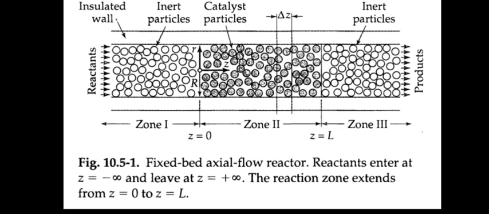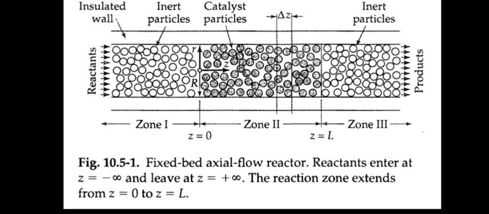The magnitude and sign of S will depend on the reaction kinetics and whether the reaction is exothermic, releasing heat, S greater than 0, or endothermic, absorbing heat, S less than 0. The length L of this zone is a critical design parameter influencing the overall conversion and temperature control.